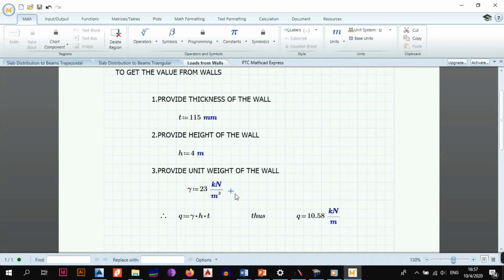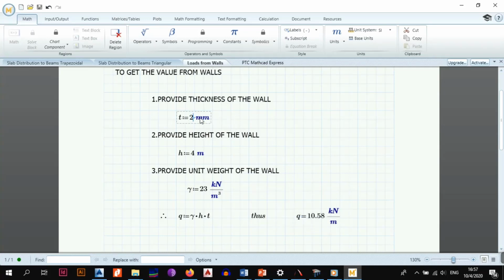Then the next thing that you need is the unit weight of your wall. In this case, it's 23 kilonewtons per cubic meter if you're using brick that has mortar. Now to get the load, which is Q, it is simple. Gamma multiplied by H multiplied by T gives you, in this case, 10.58. You can change that as well.